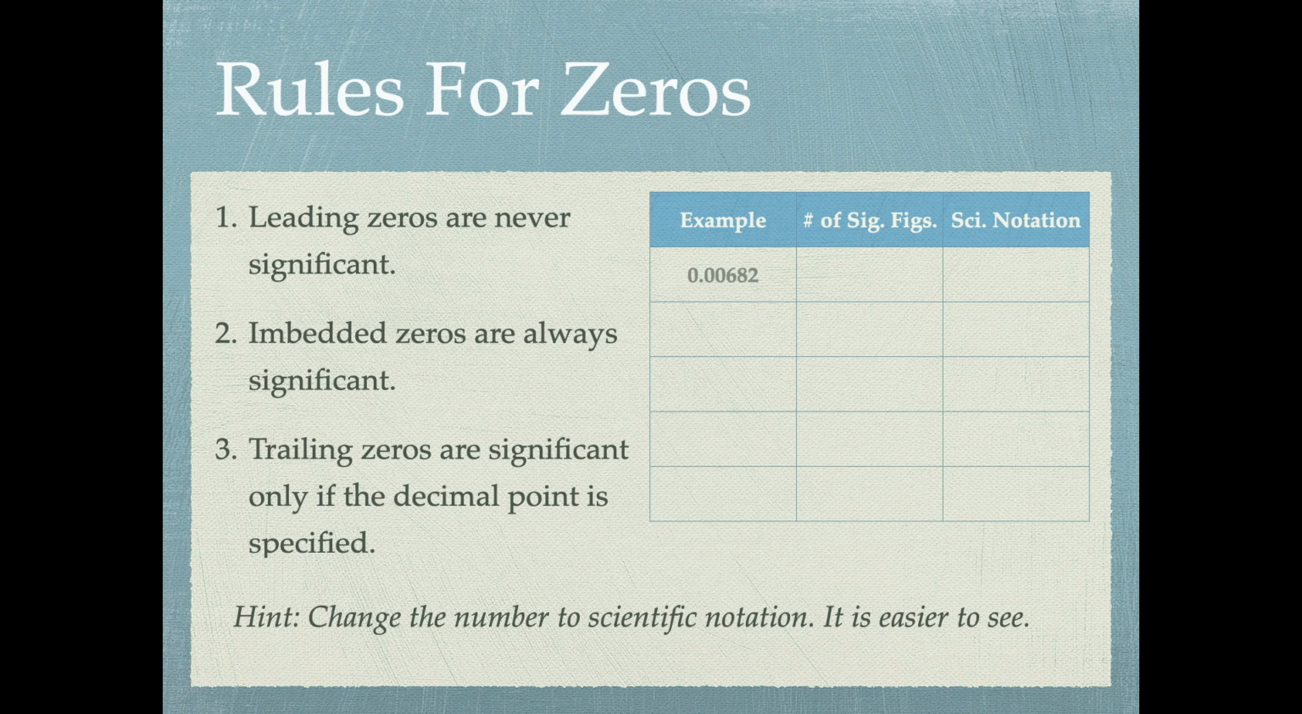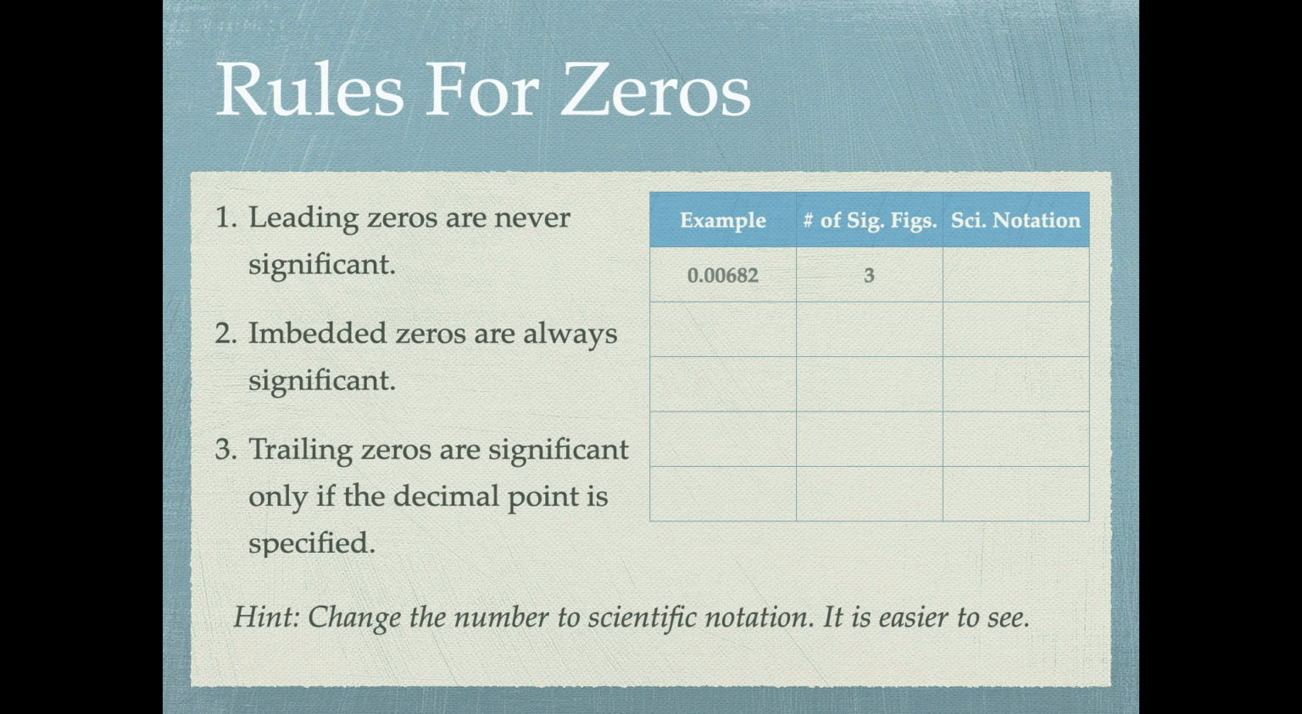So here's the first example. We've got 0.00682. Pause it for a second and see if you can figure the number of sig figs. I'm going to keep rolling through this, so pause it each time for yourself and see if you can guess the right number, okay? So here we go. Sig figs in this number. There are 3.